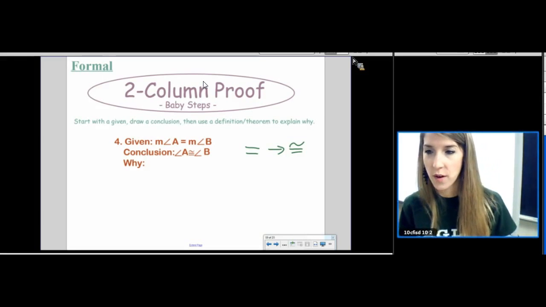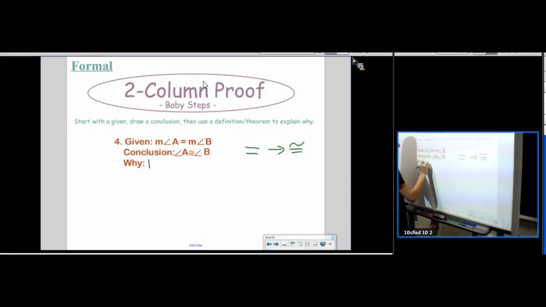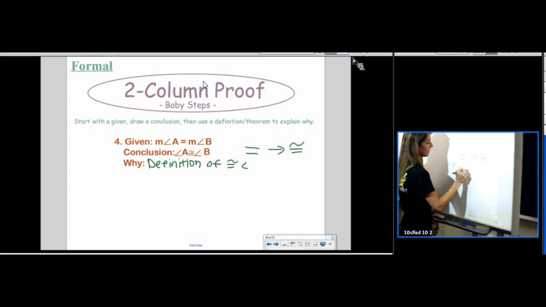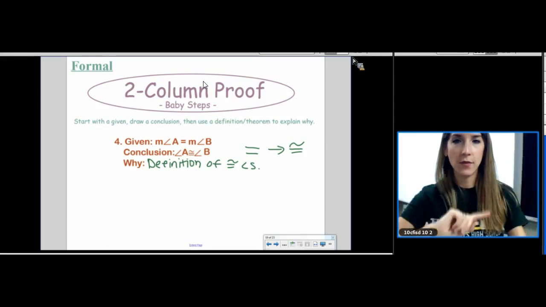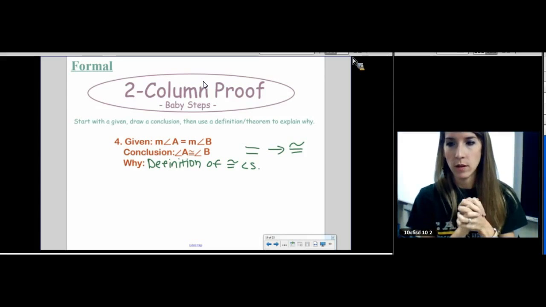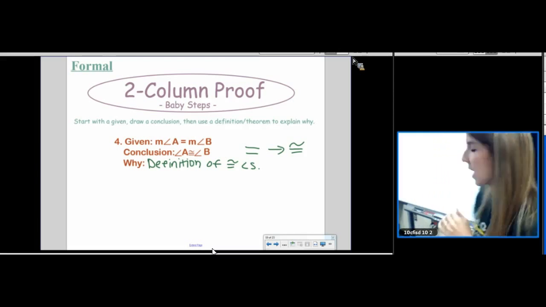It lets us go from equal angles to congruent angles, or congruent angles to equal angles. Good. It is number 14, but in the y we would write definition of congruent angles. And that lets you switch back and forth. Equal to congruent, congruent to equal. If it was segments, you'd write definition of congruent segments. This was just definition of congruent angles.